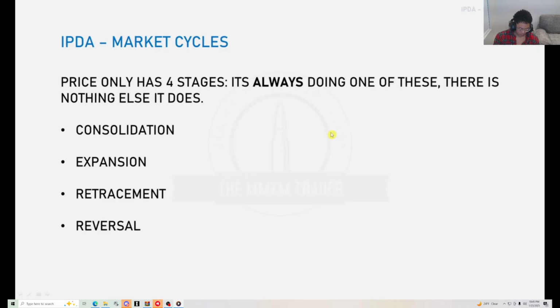Price only has 4 stages and it's always doing one of these. There's nothing else it does. So we have that consolidation, that expansion, retracement, and reversal. Now we're going to depict what it can do and also importantly what it cannot do, so you can anticipate which cycle it is in, and if you know what it shouldn't do, then you have a higher probability of framing your trade setup.